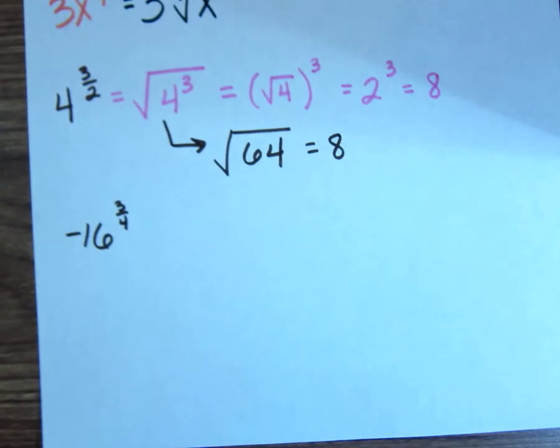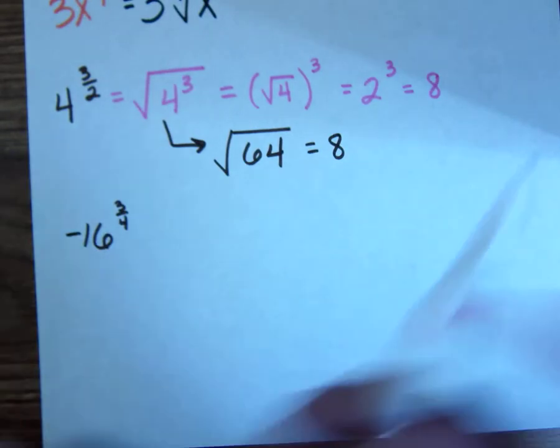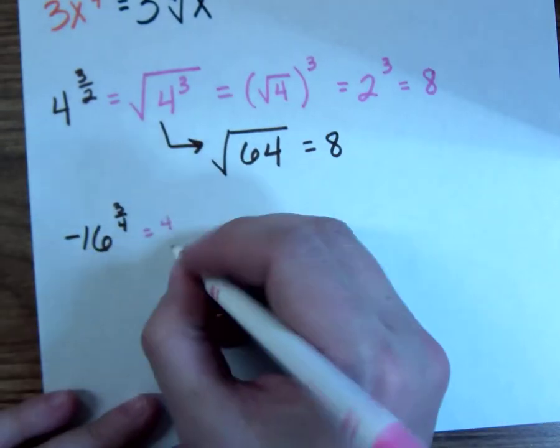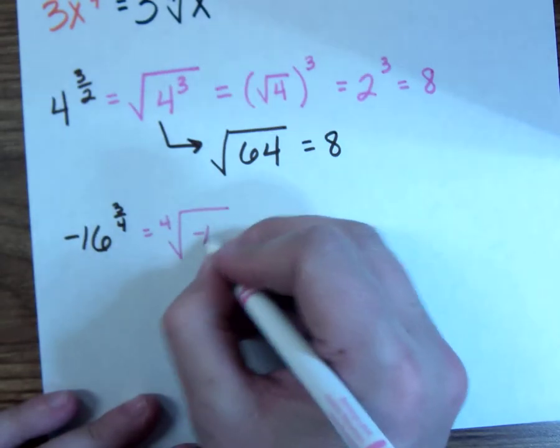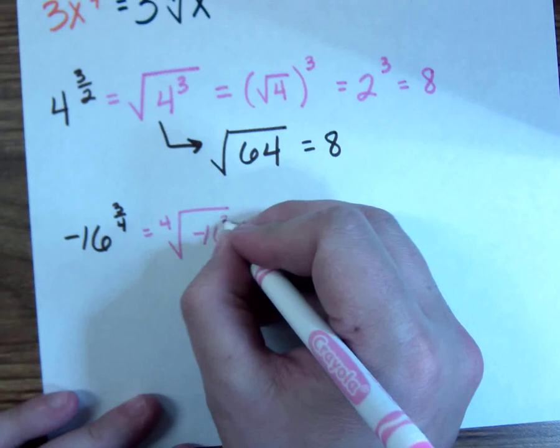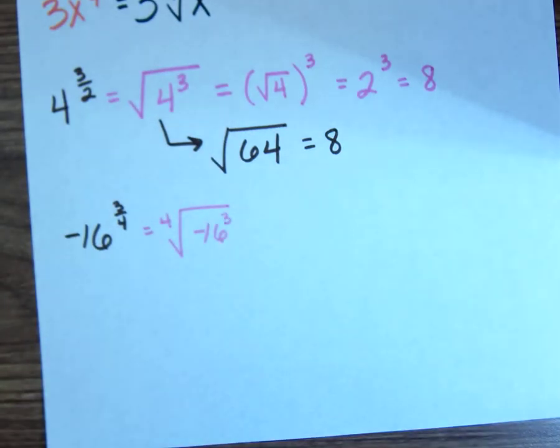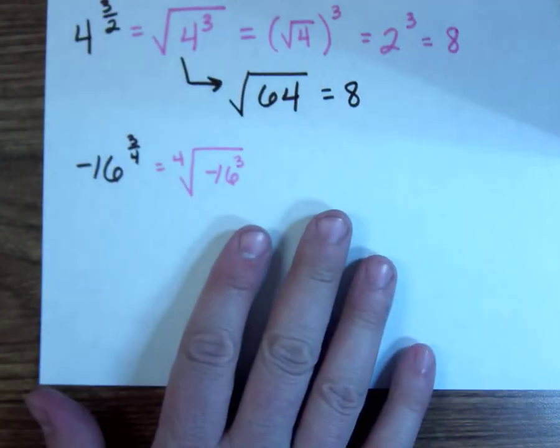Negative 16 to the 3/4 power. What's the root going to be? 4. 4th root of negative 16 to the 3rd power. Yeah, because I made a mistake. I'm waiting for you to tell me what the mistake is.